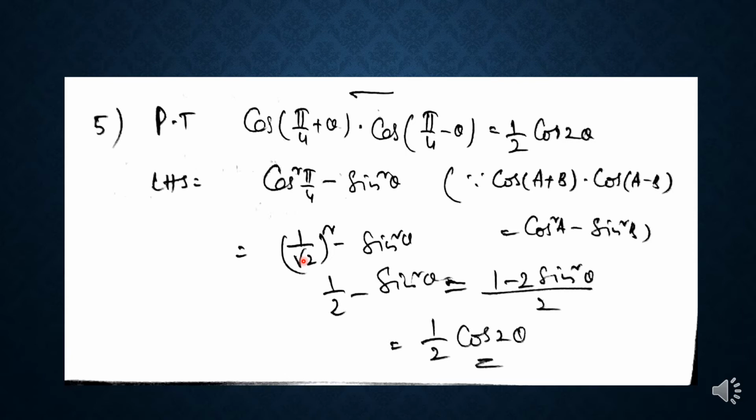Cos of A plus B into cos of A minus B. So what is the formula for cos of A plus B into cos of A minus B? So we have two formulas, that is cos square A minus sin square B is one formula, and another formula is cos square B minus sin square A. So applying this cos square A minus sin square B, here cos square A means cos square pi by 4 minus sin square theta. So what is the value of cos pi by 4 here? Cos pi by 4 is equal to 1 by root 2. Cos square pi by 4 is 1 by root 2 whole square.